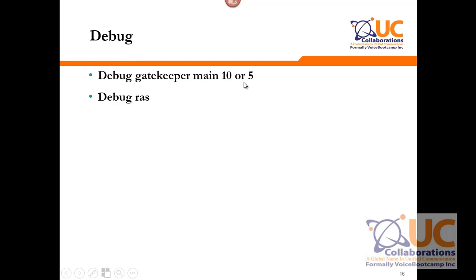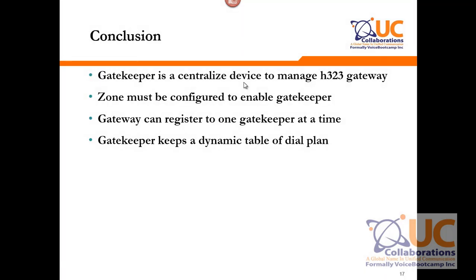Now this pretty much concludes the gatekeeper lab. The gatekeeper is a centralized device to manage H323 gateways. A zone must be configured to enable the gatekeeper. A gateway can register to one gatekeeper at a time. Of course, you can have redundancy, but the gatekeeper keeps a dynamic table of your dial plan. So this is going to be it for this particular chapter, and I will see you in the next one.